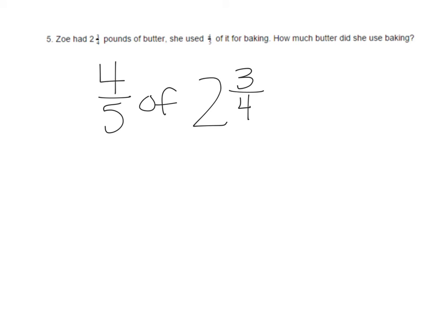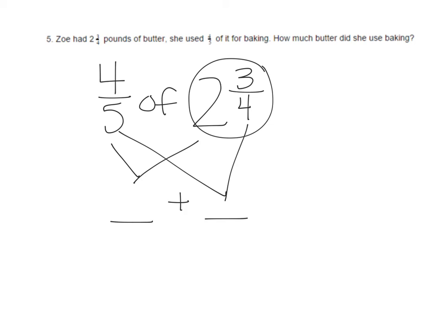So we could do this two different ways. We could multiply the fraction times the whole number and the fraction times the fraction and add them together, or we could change to an improper fraction. So I'm going to do that way since we did this way in a problem previously. If you did this way, you will end up with the same answer. So I'm going to change 2 3/4 to an improper fraction. I know that 4 times 2 is 8. 8 plus 3 is 11. So that's equal to or equivalent to 11/4.